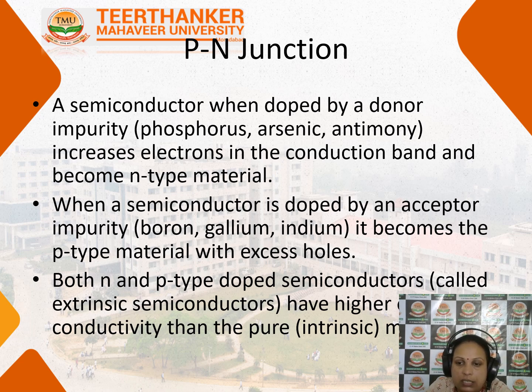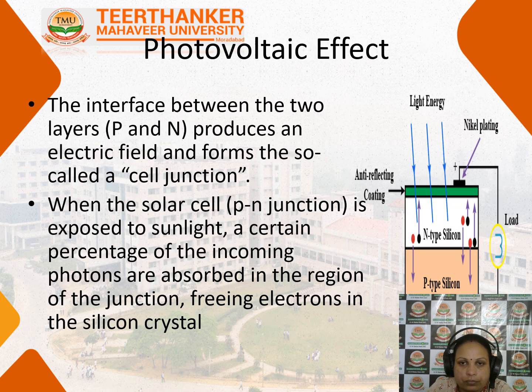Now this will increase the electrons in the conduction band, and it becomes an N-type terminal. So when the semiconductor is doped with acceptor impurities, it becomes the P-type material with excess holes. So between the P and N junction, there will be a limiting layer in between them. This is how the photovoltaic system P and N type junction looks in the solar cells. So it will release the electrons.